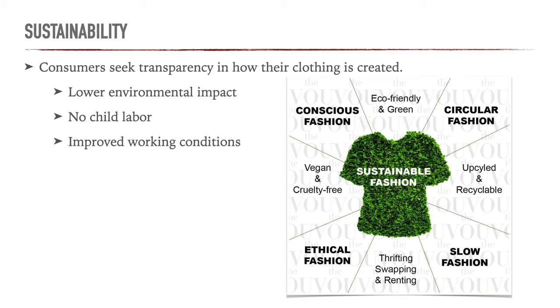The image here gives us different ways that we can have more sustainable fashion. Some of these ways include upcycling and recycling our fashions, thrifting or swapping our clothing, also renting our clothing, selecting more vegan and cruelty-free fashions, and also ensuring that our fashion is ethical. These are just a few ways that we can have more sustainable fashion.